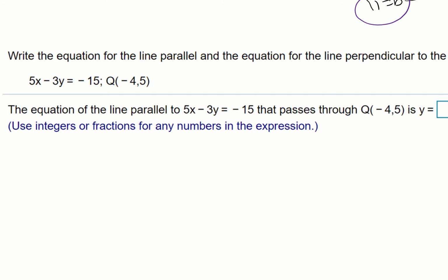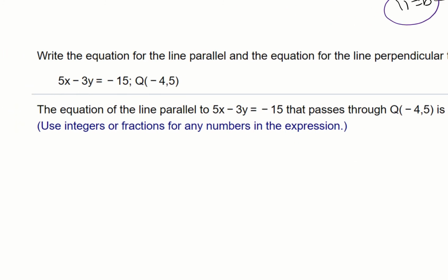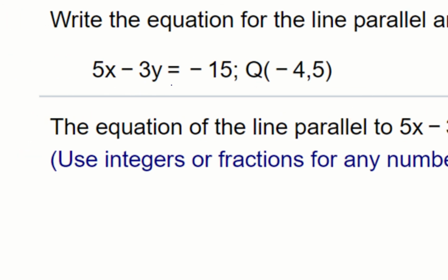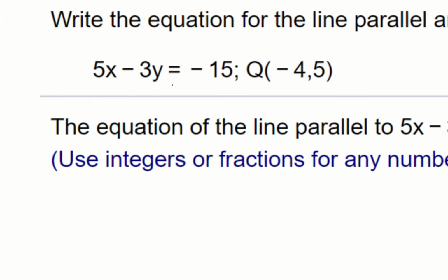All right, so now we want to do the same thing here. Find the equation of the line that is parallel and the equation for the line that is perpendicular. Okay, so first off, notice here that we do not know the slope right away from this. The reason we don't know the slope is that that equation is not written in slope-intercept form. That equation looks nothing like y equals mx plus b.